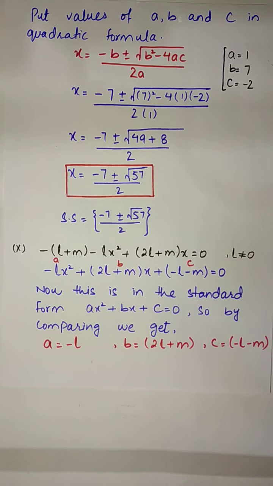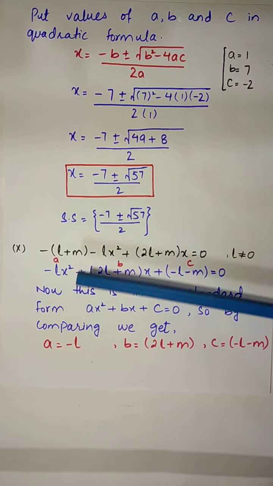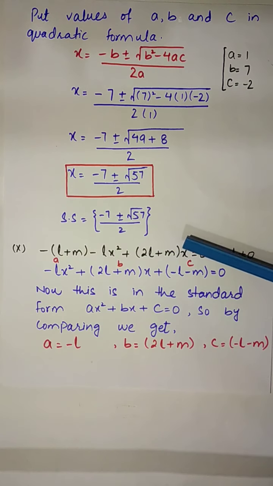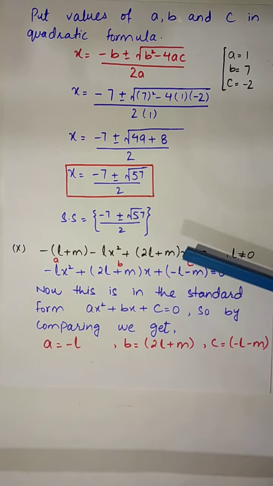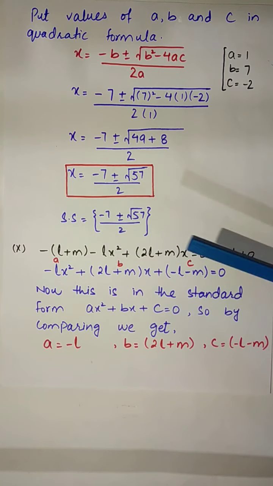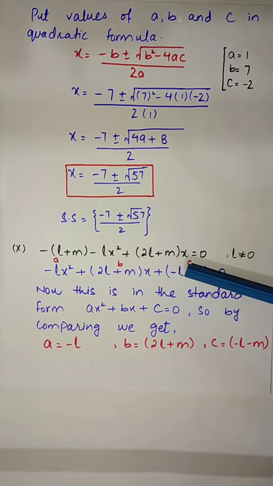So first of all we will simplify this equation, like La minus Lx square will be written first. After that the value with variable x, that is (2L plus M) into x, plus the constant value, that is minus (L plus M). But we will open the bracket, that is minus L minus M, bracket close, is equal to 0.